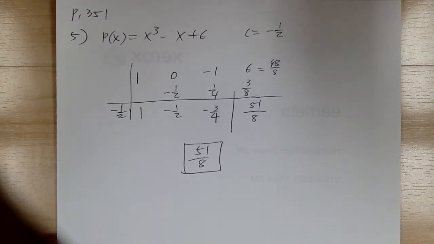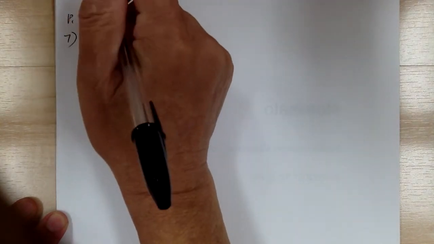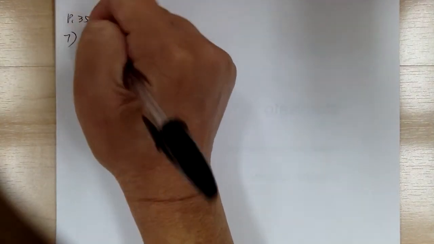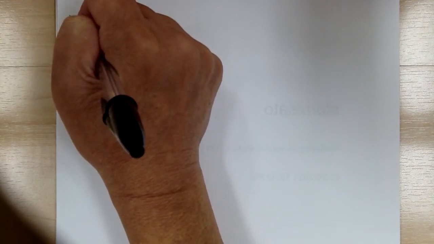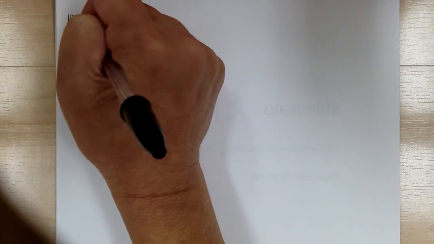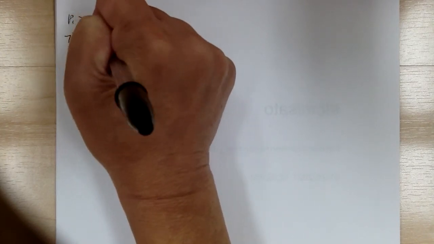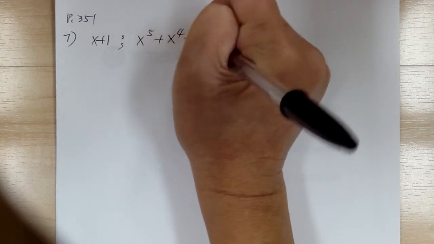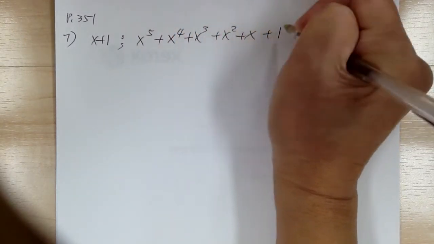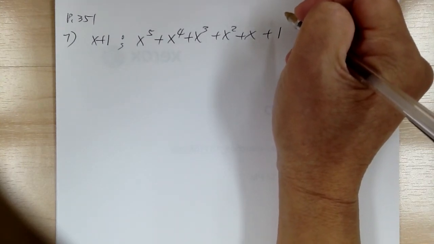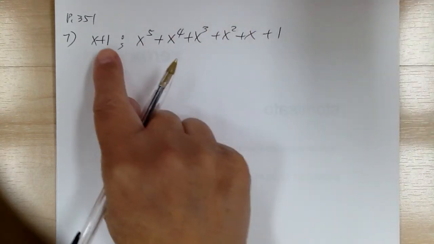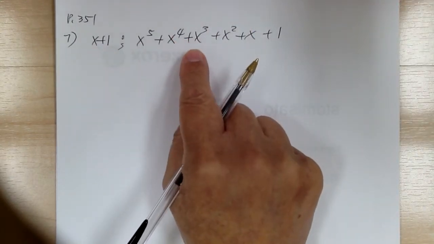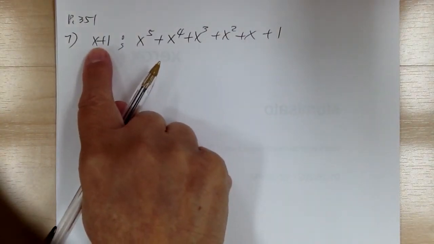Okay, let's go to the next one. Number 7: x plus 1 is a factor of x to the 5 plus x to the 4 plus x cubed plus x squared plus x plus 1. It says to use the factor theorem to determine whether the first polynomial is a factor of the second one. The factor theorem says that evaluation, so you can also substitute.